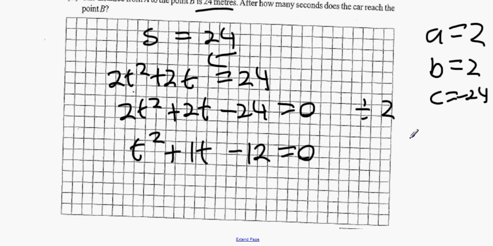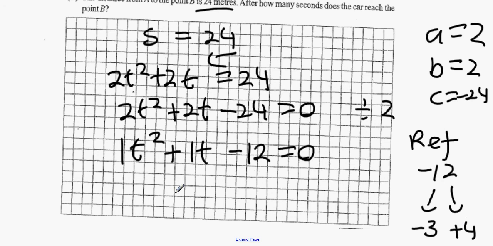And what I'm going to do is get the reference number. It's an easy reference number question. So the reference number is going to be 1 times minus 12, which is minus 12. Break up minus 12 into two factors that add together to give you plus 1. This is going to be minus 3 plus 4. So our answer will be t minus 3, t plus 4 equals 0.